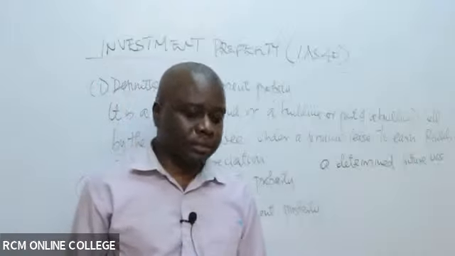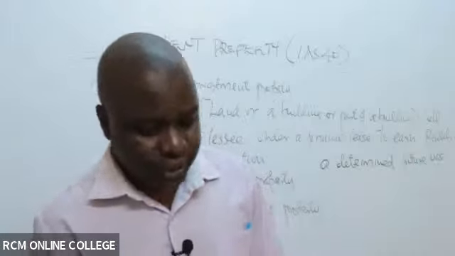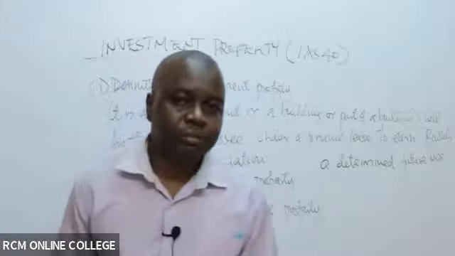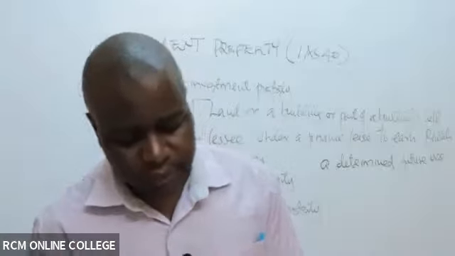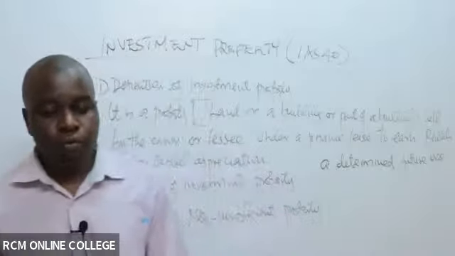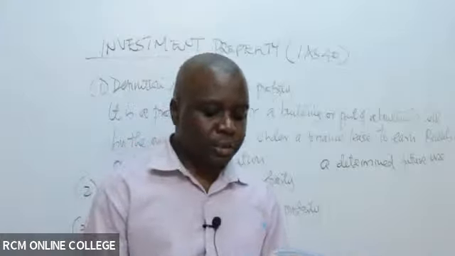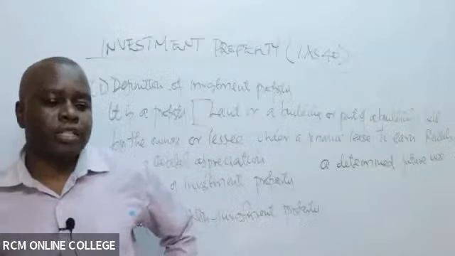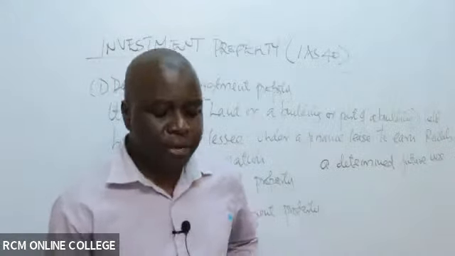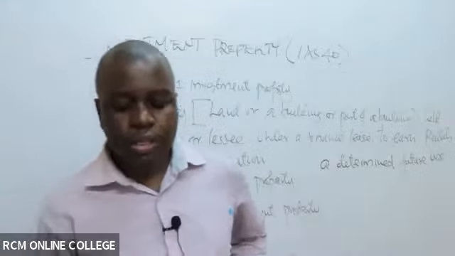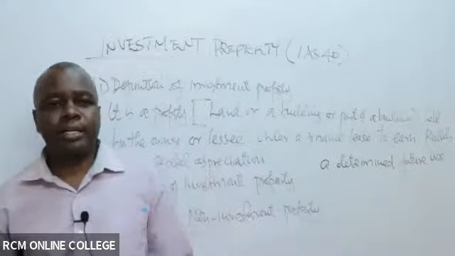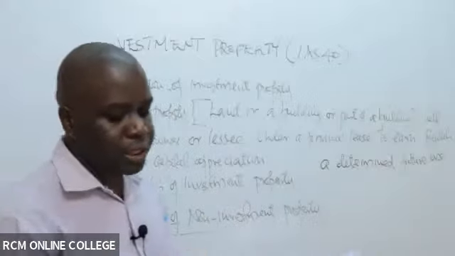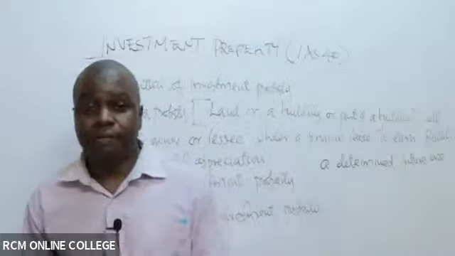Number one, property used for production or supply of goods or services. So if you have a property and you are using it for production or supply of goods or services, then it cannot be considered to be an investment property.